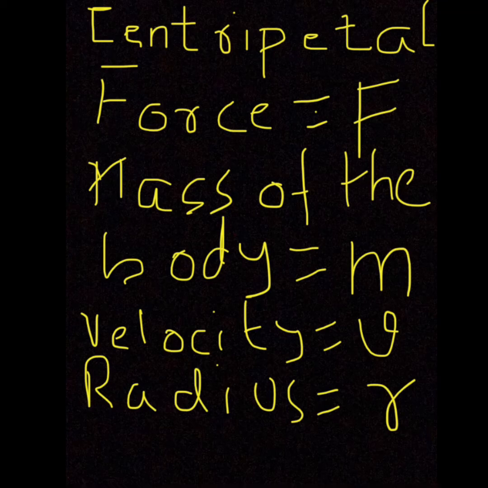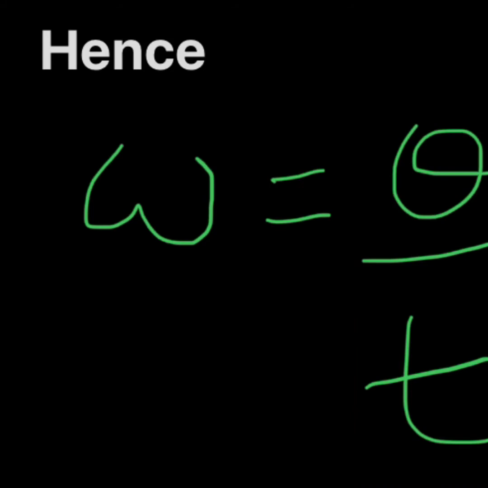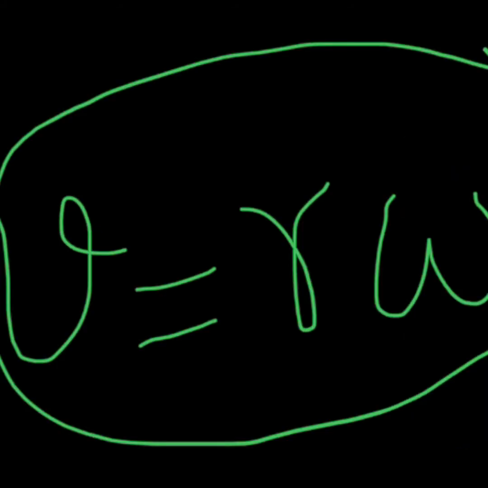The next term that you would be interested in knowing is angular velocity, represented by the Greek symbol omega. Angular velocity is defined as the ratio of angular displacement and time. Hence, we can write the angular velocity omega is equal to theta by t. We will now try and derive a relation between the linear speed v, the radius of the circular path r, and the angular velocity omega.